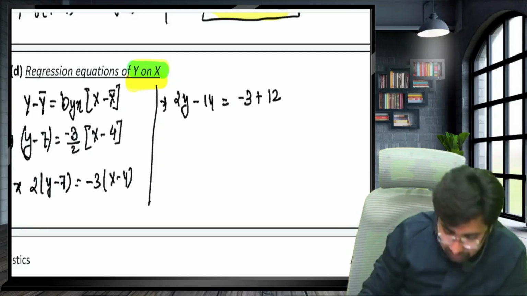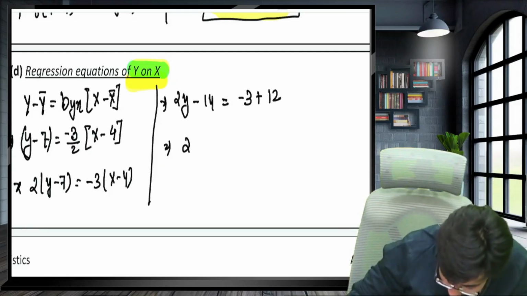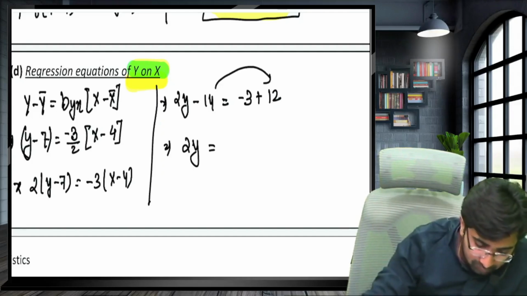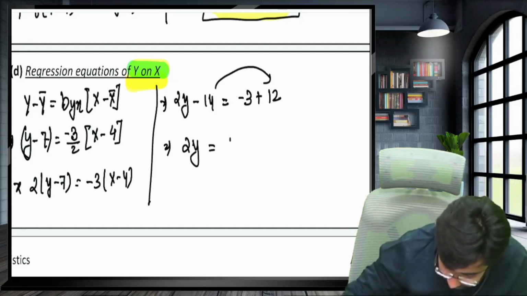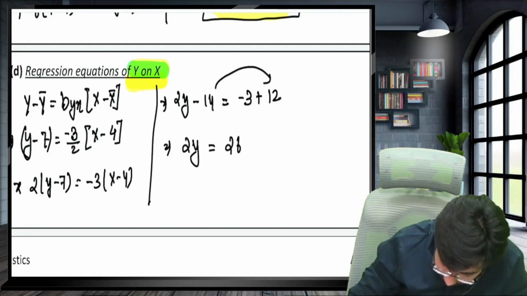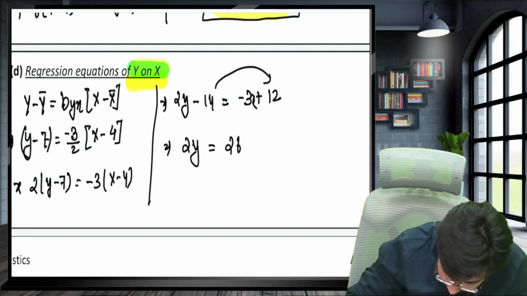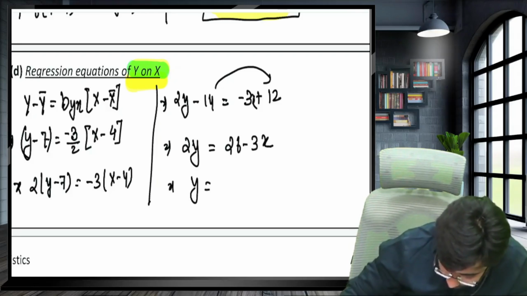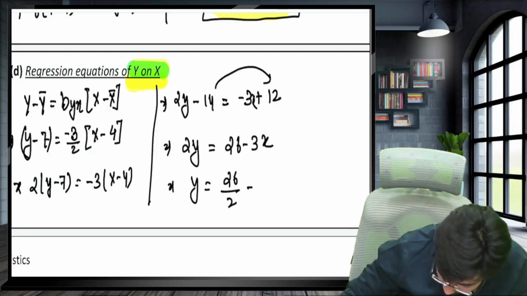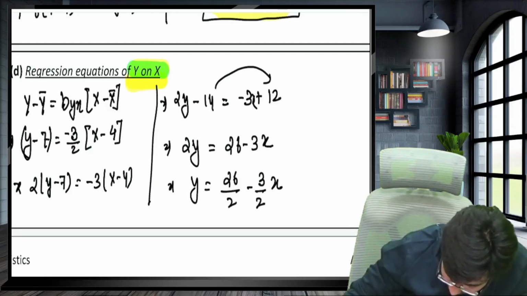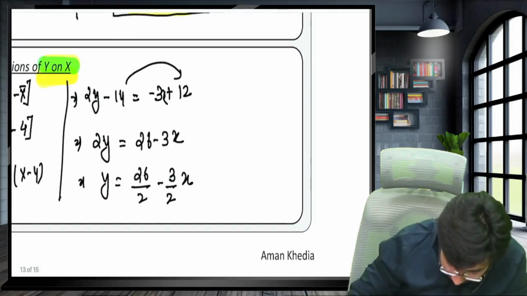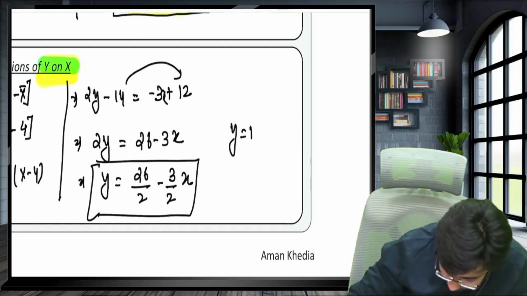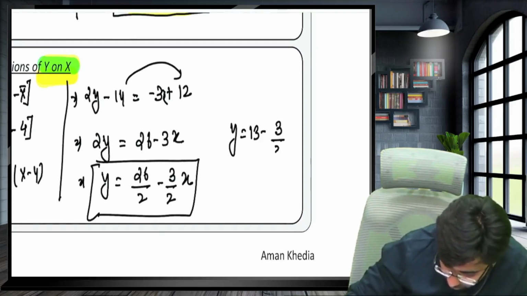Guys, you are constructing y on x. So let's keep y on one side and send the remaining to the other side. This 14 will come with a positive sign. So 14 plus 12, guys, this is 26. I think something is left, minus 3x. So y will be 26 divided by 2 minus 3 by 2, that is 13. Guys, you can simplify it. This is the final answer, or you can write y is equal to 13 minus 3 by 2 x.